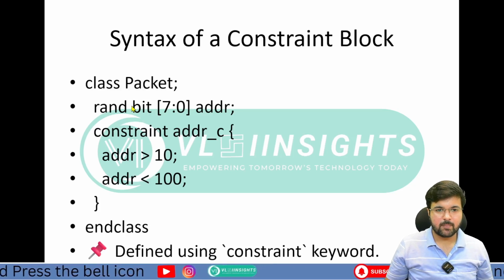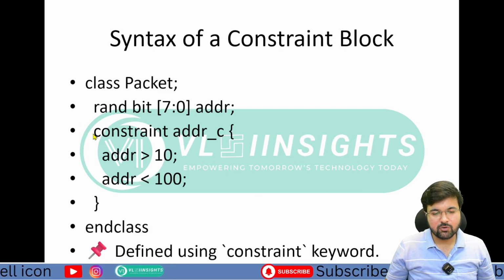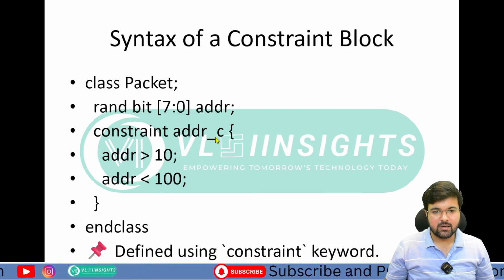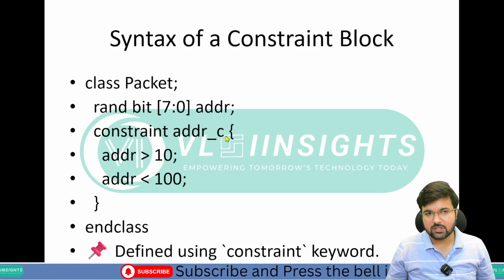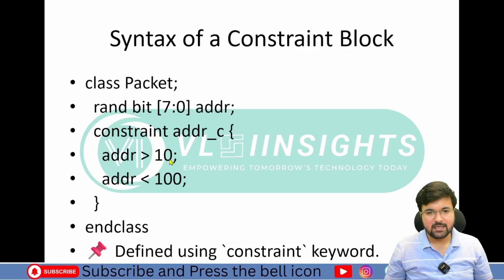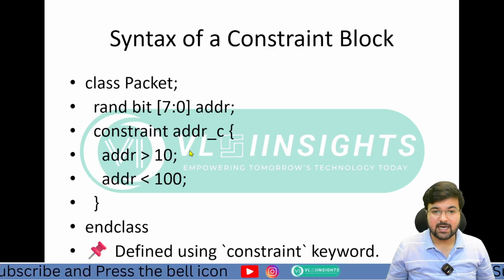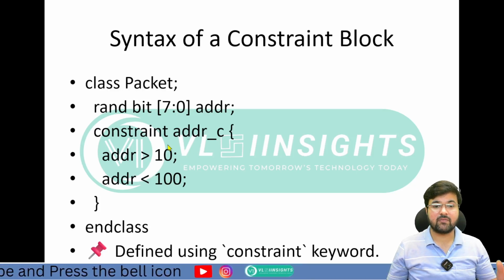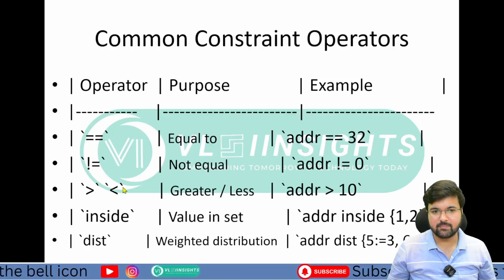In that case, we are going to set up a constraint, and we are going to give a name to it as well. So here I have given addr_c, and I was expecting that addr should be greater than 10 and addr should be less than 100. So the values will randomize between 11 and 99, because the value is less than 100.